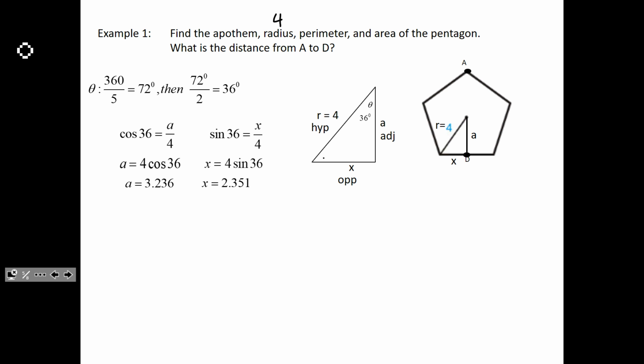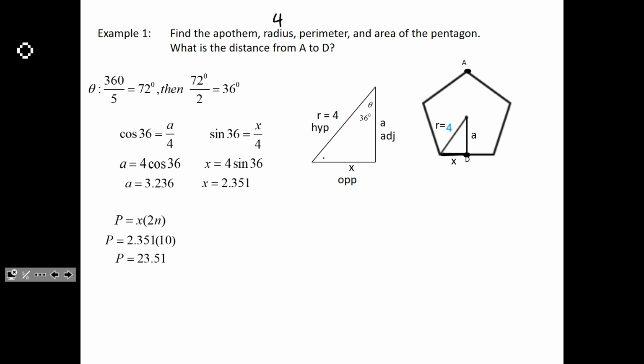All right, so now we know the apothem, we know x, and x is going to help us find the perimeter, right? The x is this part right here, and you guys told me a second ago that to find the perimeter, what do we do? Very good. So we double the x by multiplying by 2 and then multiply it by its number of sides. So x is 2.351 times 2 times the number of sides, which is 5. And we end up with a perimeter of 23.51.